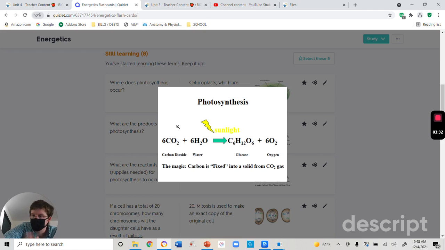Humans exhale CO2. A lot of other animals exhale CO2. Plants take in that CO2. And, you need to water your plants as well. So they take in carbon dioxide, water, and sunlight, and it ends up making glucose and oxygen. All right.